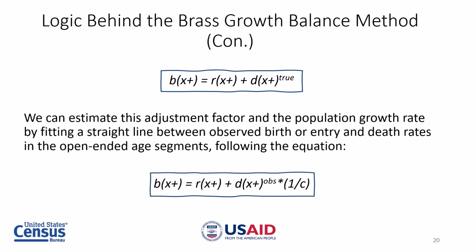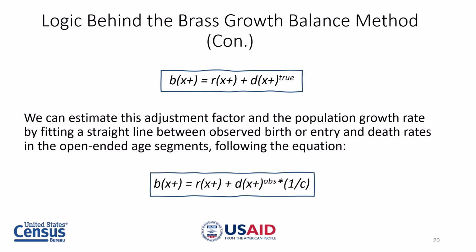Fitting a straight line to the plot of the entry rates against the observed death rates for all possible age segments provides estimates of both r and 1 over c. Note that the Brass growth balance method, in common with other methods presented in this module, assumes that the completeness of death recording is constant at all ages.